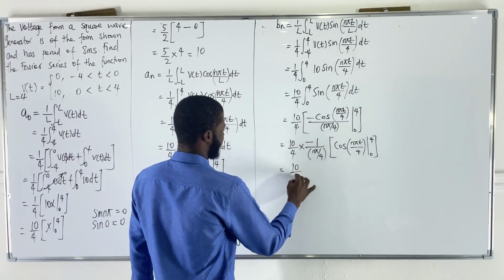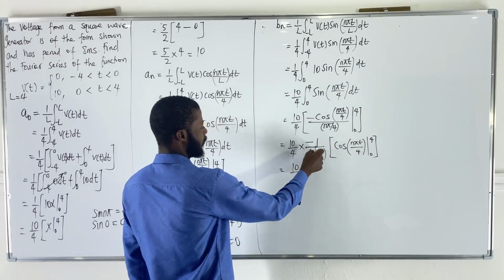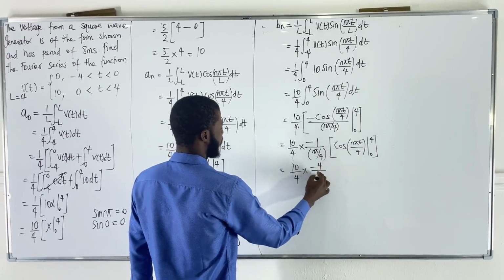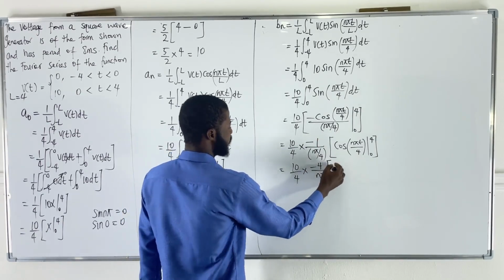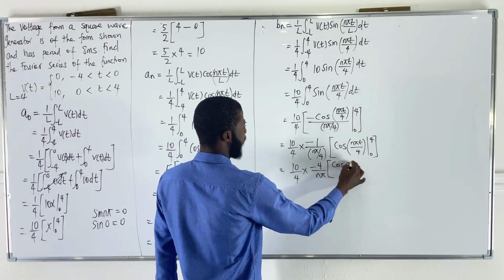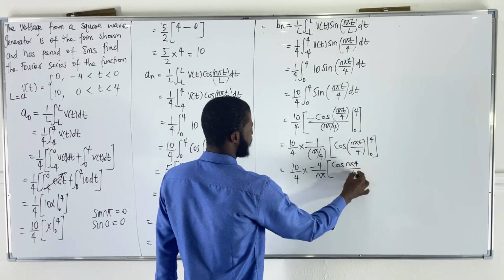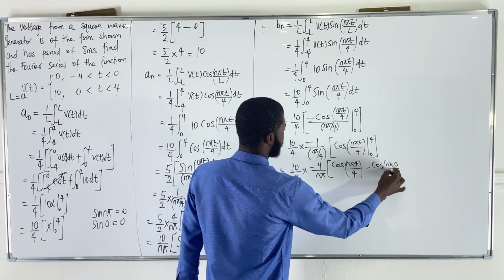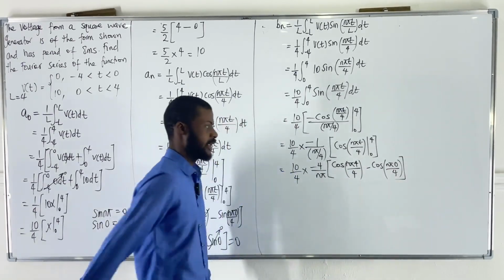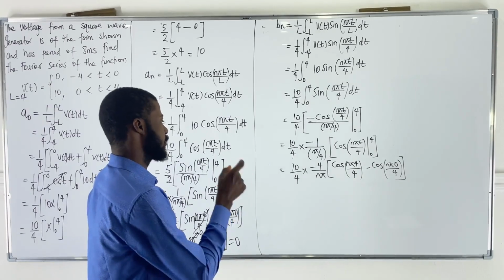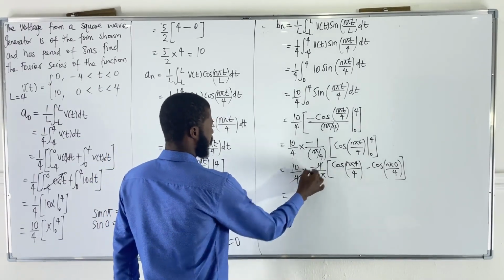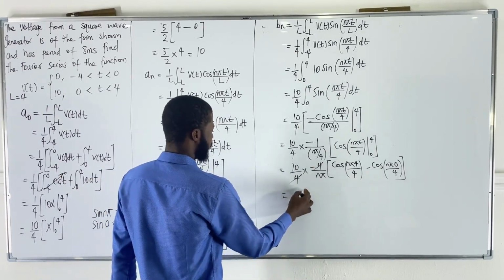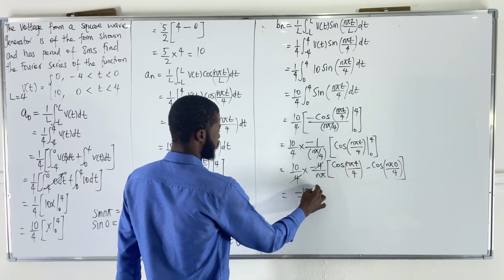So this is 10 over 4 times, if you take the reciprocal of a fraction, the 4 will go up. So this is minus 4 over n pi. And then this is cosine of n pi t over 4, where t will now become 4, so 4 over 4, minus cos of n pi times 0 over 4. So I evaluated the limits. I'm putting the values inside to evaluate the limits. Now, this will cancel out this, which we knew right from the start. So 4 will cancel out 4. So this is minus 10 over n pi.